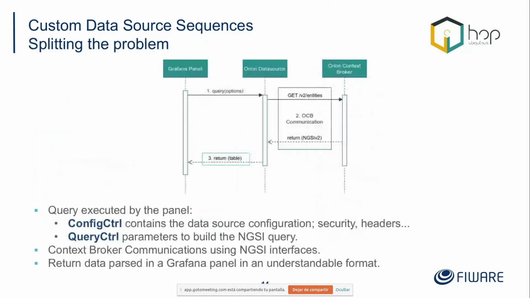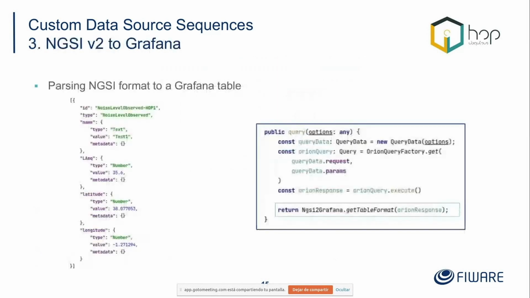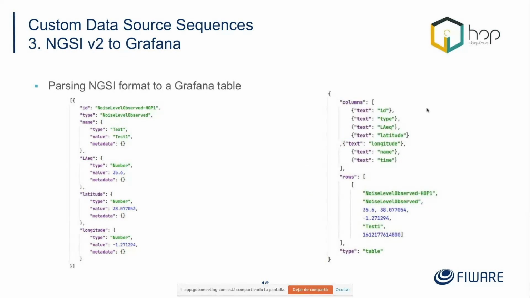And now that we have our entity in our data source, we have to return to the Grafana panel a model that it can understand. For that reason, we have built a class that parses the NGSI format to a Grafana table format. As you can see, it's very simple. You only have to extract the keys and the values and put them in rows. The keys as columns and the values as rows. Okay.